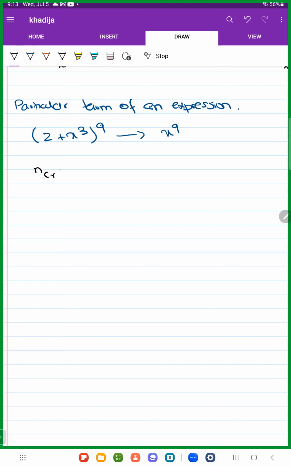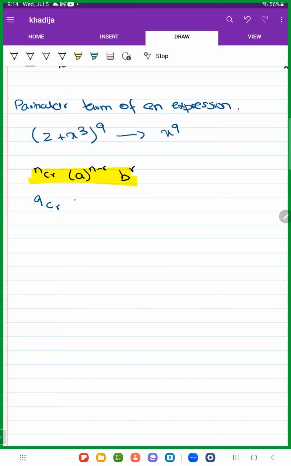nCr a to the power n minus r b to the power r. You use this formula to find a particular term which will have a power of 9. So for example, in this question, what is my n? Your n is 9. So I do nC. Do I know r? Do I know the term which will have the power of 9? No, right? So I can't put in r.